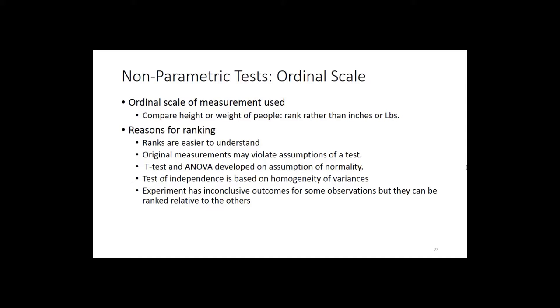For example, the distributions are not normal, or we do not have the homoscedasticity, which is required for the t-test and ANOVA, or our experiment has inconclusive outcomes for some observations. We don't know what the exact number could be, but they could be ranked relative to the others.